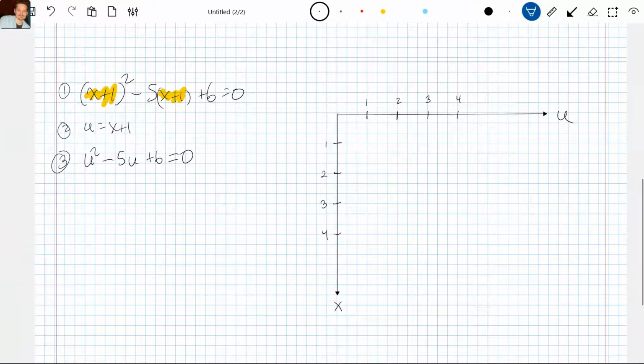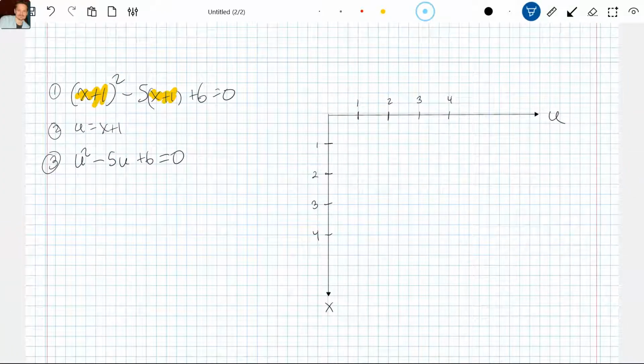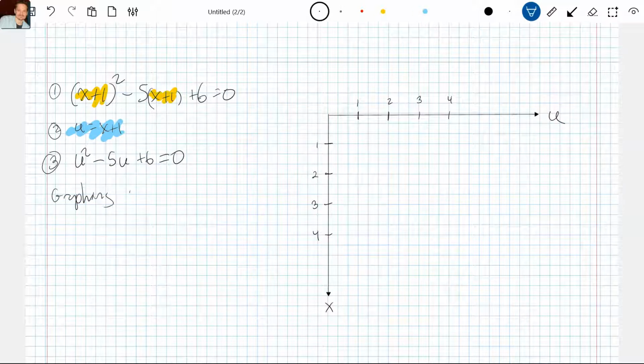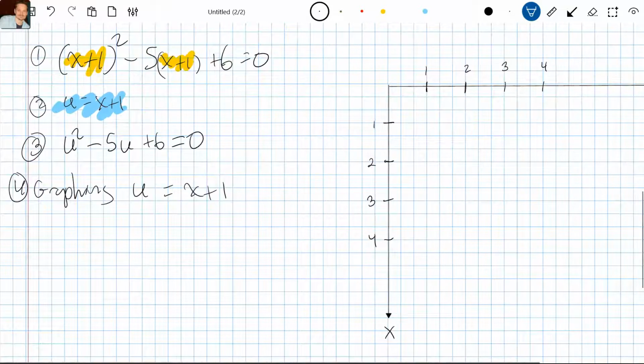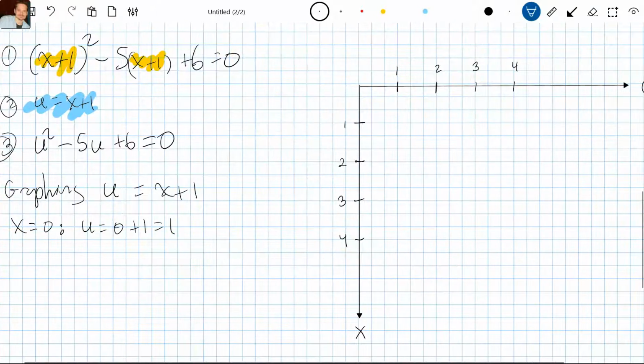Let's zoom back out. How do we graph this part of it? This is kind of interesting. So u = x + 1. We want to show that in our little graph. Well, go back to the basics of graphing. So graphing u = x + 1. I'm going to call this step 4. I just choose a couple of values. So for example, when x has the value 0, I'm going to get u = 0 + 1, which is 1. So let's mark that over here.